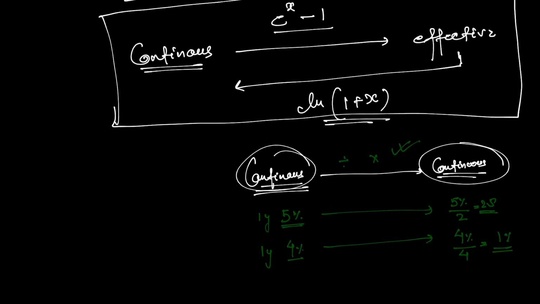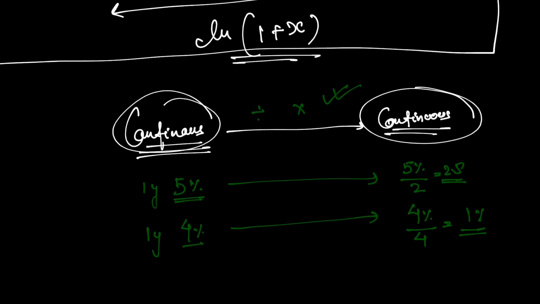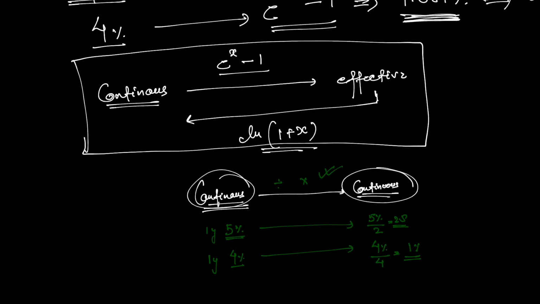And the next thing we learned, that if you move from continuous of one tenure to continuous of another tenure, you do multiplication and division. Okay, so let's do one question.